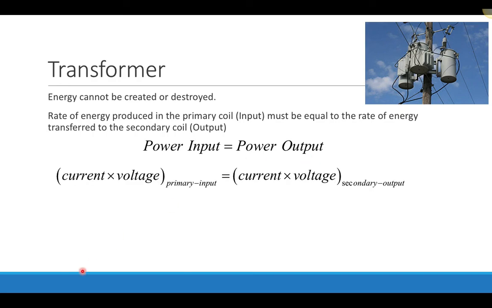And we know that power in general is current times voltage. So if you take the current times the voltage in the primary coil, it has to equal the current times the voltage in the secondary coil. And of course we write this as current times voltage. Current is I, voltage is V. So current times voltage in primary has to equal current times voltage in secondary.